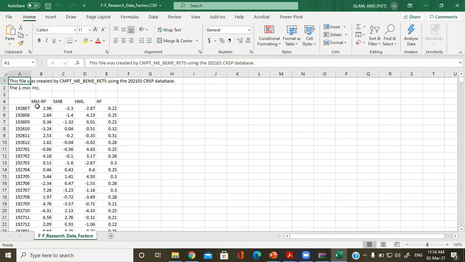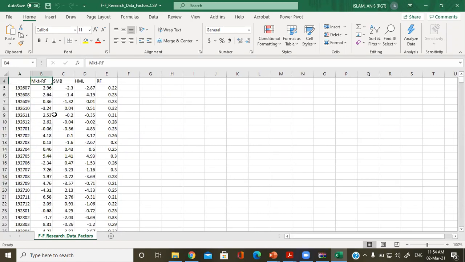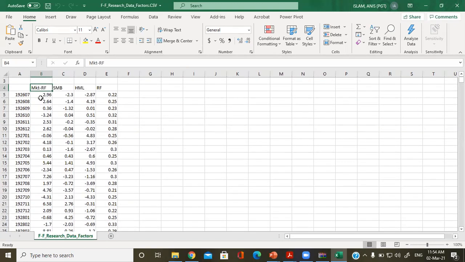Okay, you see this return represents what? What kind of return is this? Market return or excess market return? Sir, market risk premium. What does this return represent? This return represents the return of small stocks over the return of big stocks, small minus big.